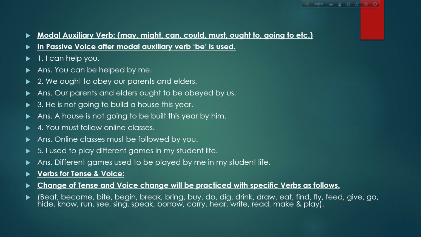He is not going to build a house this year. Here, going to is a modal. So a house is not going to be built this year by him. We should not use being for ing here, because this is not actually continuous tense. This is a modal, going to.